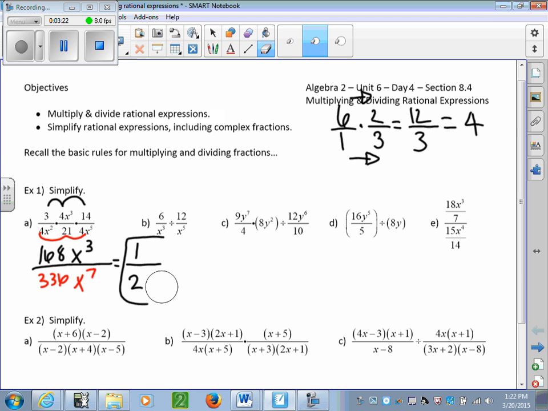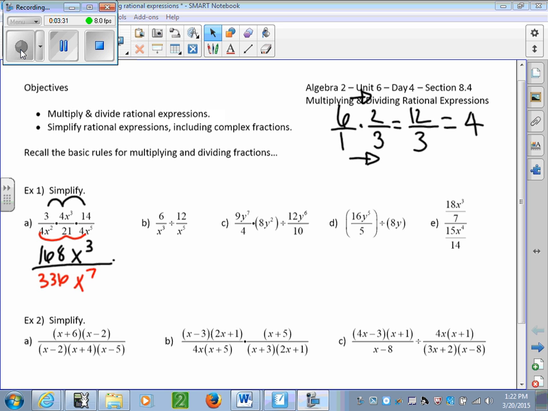I'm going to erase this. If you need to see it again, you can back up. Okay, so when I divide fractions, remember, a lot of you know the rule where you cross multiply. Well, in Algebra 2, we're not going to say we cross multiply because it gets a lot more complicated in Algebra 2. We're going to say that we multiply by the reciprocal, or we flip the second fraction.